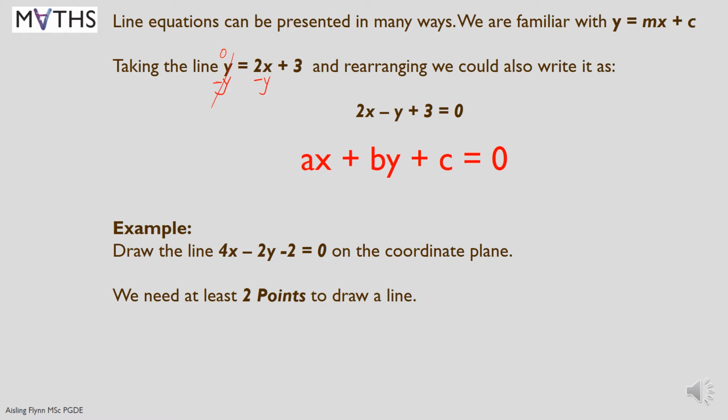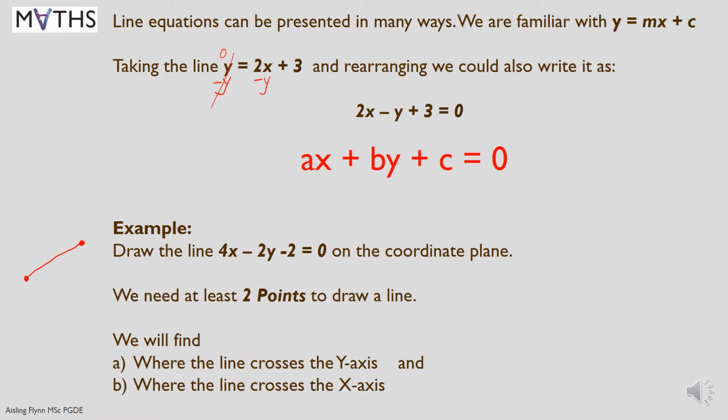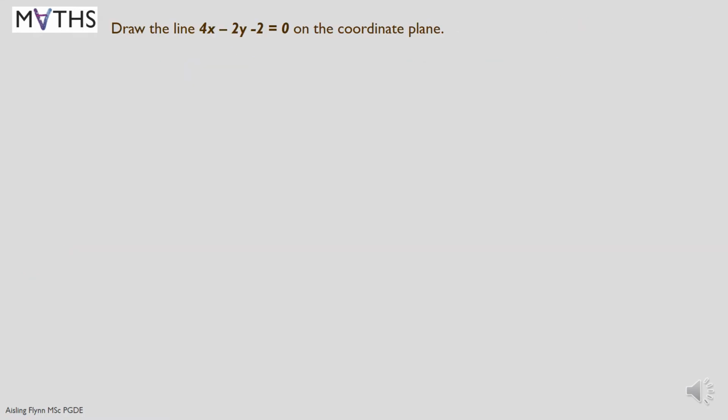Okay, we need at least 2 points to draw a line. So a from and a to, and then we can draw a line. Okay, so what 2 points will we find? We're going to find where the line crosses the y-axis and where the line crosses the x-axis. Okay, if you get those 2 points, then you can join them up with a ruler and draw the line. So we're going to do that on the next slide. So here's our equation. Draw this line on the coordinate plane. Coordinate refers to x's and y's.